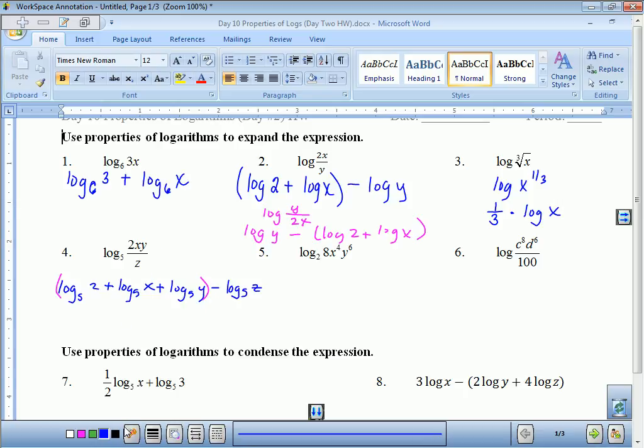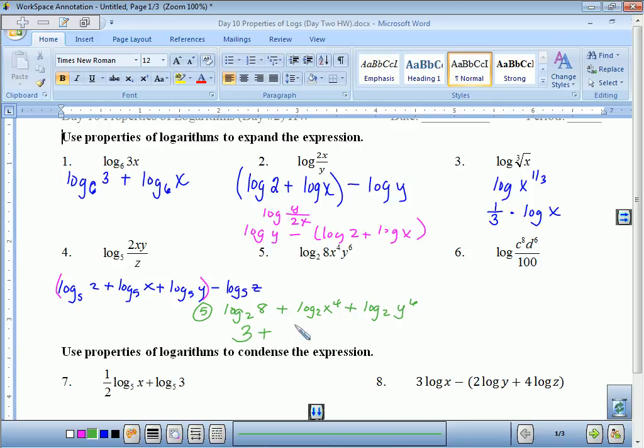Okay? The next problem, I'm going to change it to green so it doesn't get confused with the one before it. Log base 2 of 8 plus log base 2 of x to the 4th plus log base 2 of y to the 6th. Now, log base 2 of 8 simplifies. A logarithm is an exponent. What power do we raise 2 to get 8? 3. So this simplifies to 3.